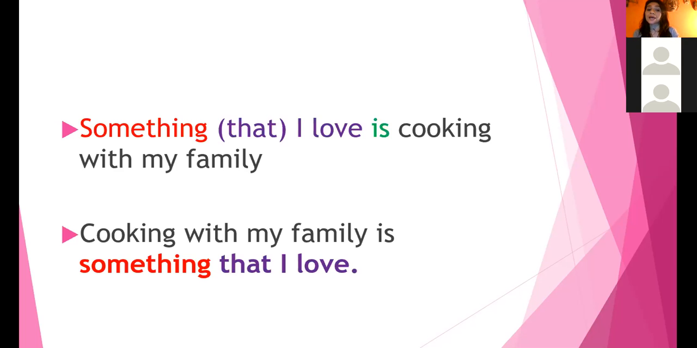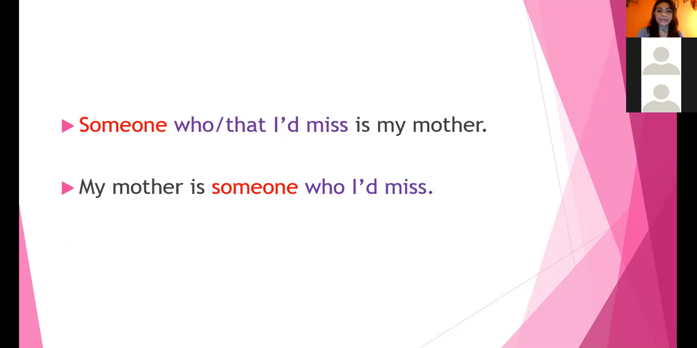Okay, now if you notice, that is in brackets because it can be optional. You can say something I love is cooking with my family, or something that I love. You can take it or leave it, it's up to you, okay? And then in this case, we have someone who. Now I use the relative pronoun who because I'm talking about people, right? Someone who I would miss is my mother. I use either who or that, I don't use both, right?